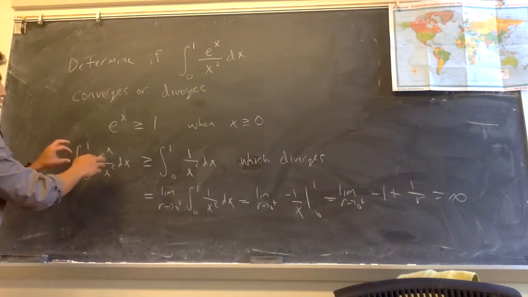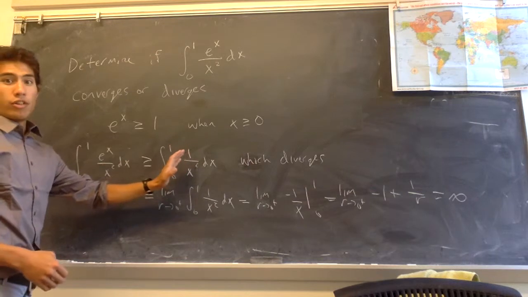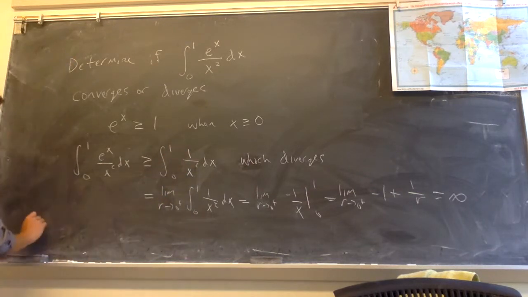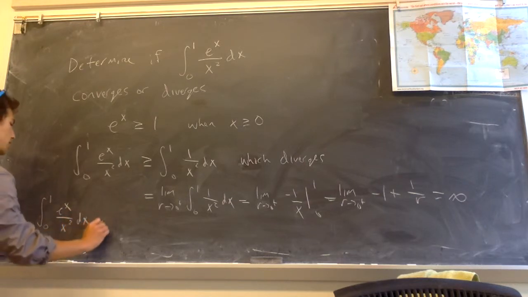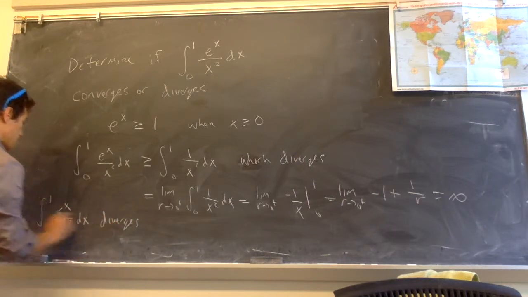And so this integral is bigger than an integral that diverges to infinity, which means the integral from 0 to 1 of e to the x over x squared dx diverges by the comparison test.